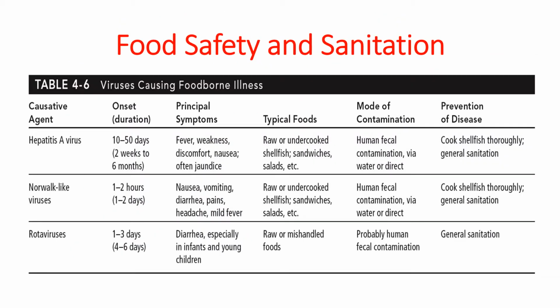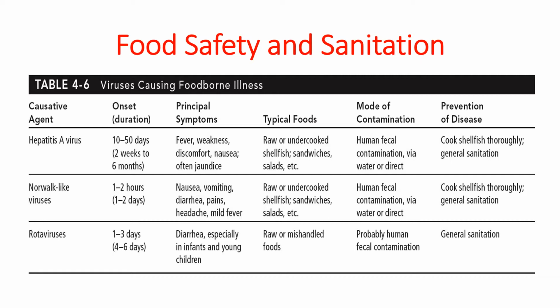I have a slide here that you can take a look at of 3 different viruses that are commonly implicated in foodborne illness. So remember, viruses are different than bacteria. They work a little bit differently. The first one is hepatitis A. You can take a look at the onset, symptoms, typical foods that you're going to find those in, mode of contamination, and prevention of the disease.